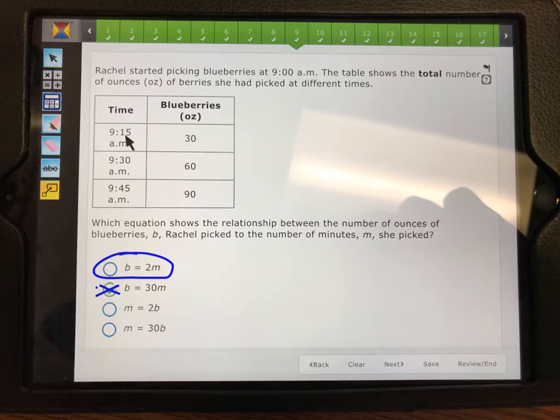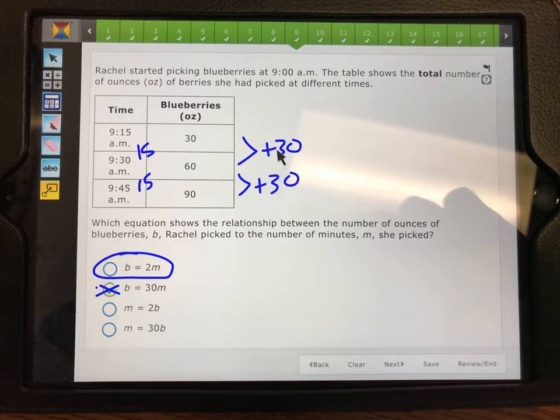So if after 15 minutes, or let's say at 9:15, he had picked 30, 15 minutes later he's up to 60. That means every 15 minutes, he's picking 30 more, because 30 to 60 is plus 30, and then we have plus 30 again at another 15 minutes. So 15 minutes passed, 15 minutes passed, and he's getting 30 each time. So we're looking for the one that has a relationship between the 15 and the 30. Now I know 15 is half of 30, and 30 is 15 times 2.